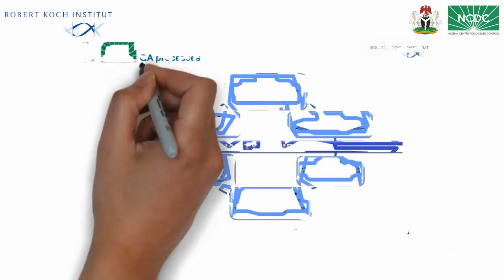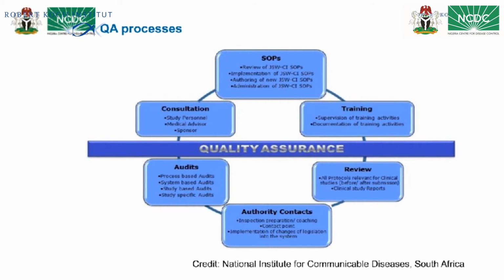SOP is a way to guide us in whatever we are doing to be able to achieve a reliable and accurate result. These processes comprise of these SOPs: training, consultation, review, audit. All these are also part of a quality management system.